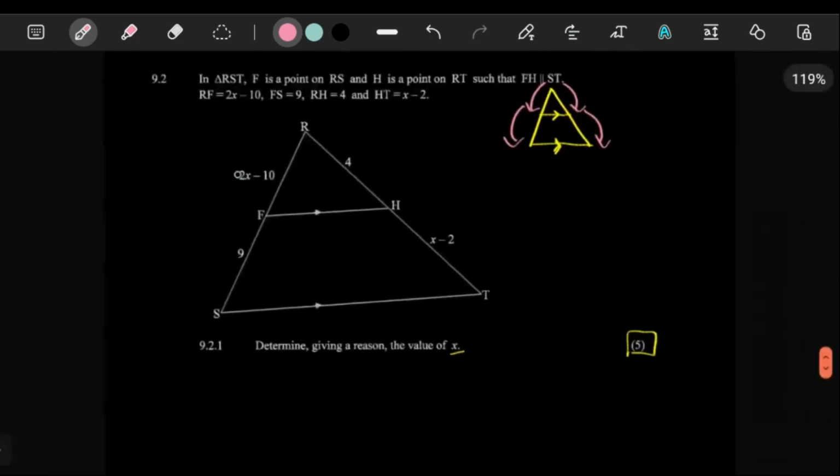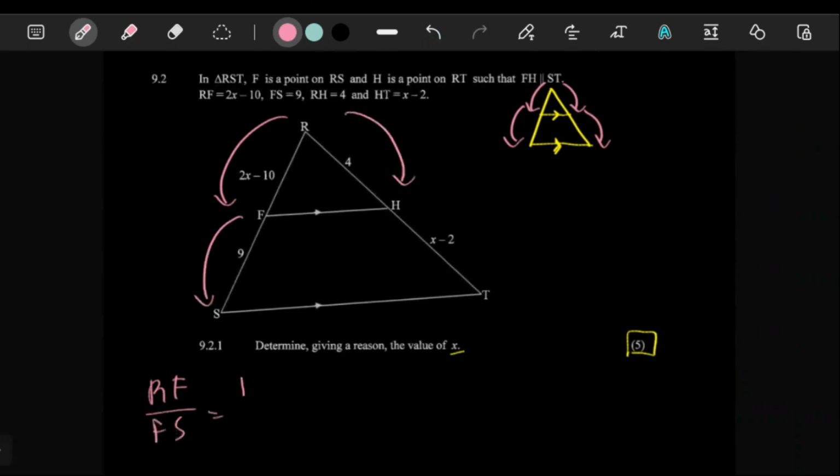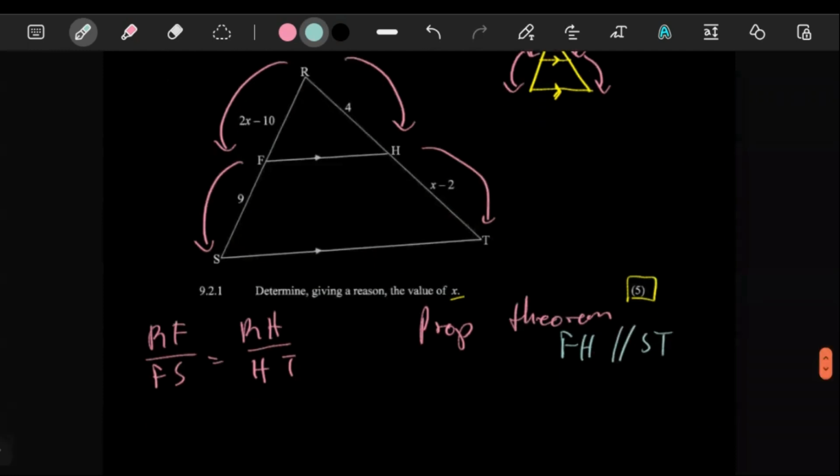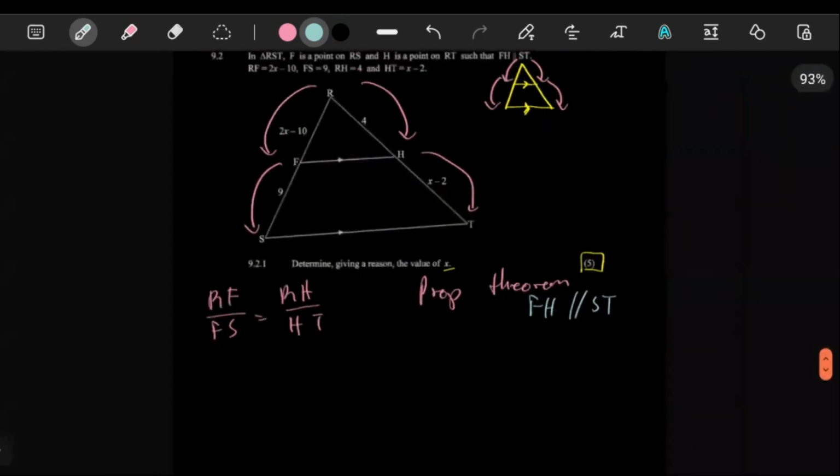Yeah, 100%. So here we're going to say RF over FS is equal to RH over HT. The reason is proportionality theorem. And then you can add that FH is parallel to ST, just for the vibes. And with that being said, now you can throw in your information and then just solve for x.